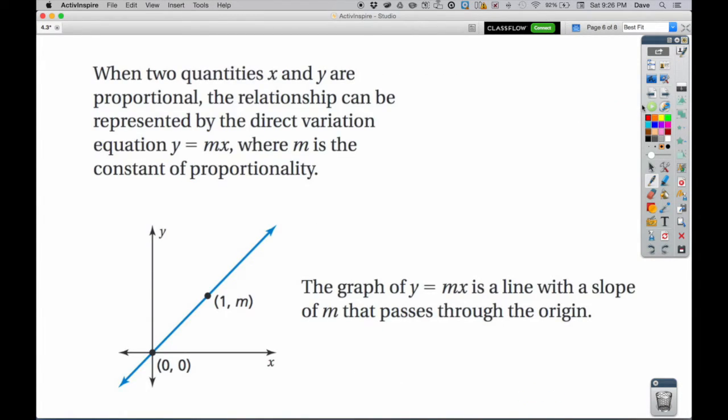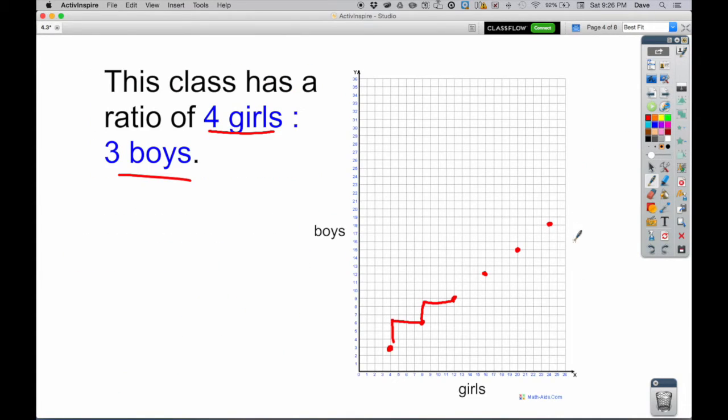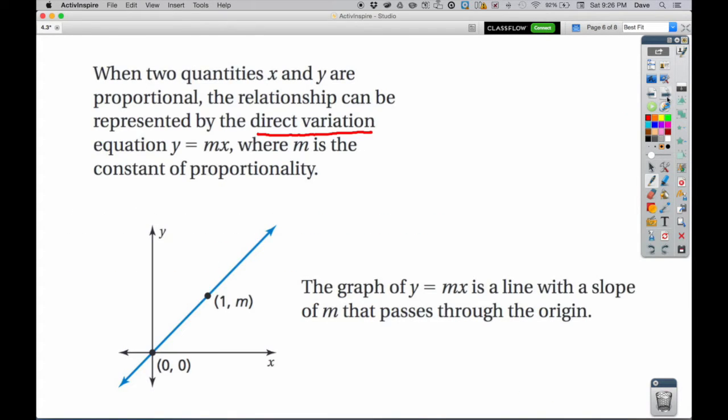So here's the textbook definition of proportional relationships. It's something called direct variation. It means that there's a direct correlation between my values for x and my values for y. In that example we talked about just a minute ago, the direct correlation was that for every 4 girls, there were 3 boys. And there's a direct tie-in, a very direct connection between the two.